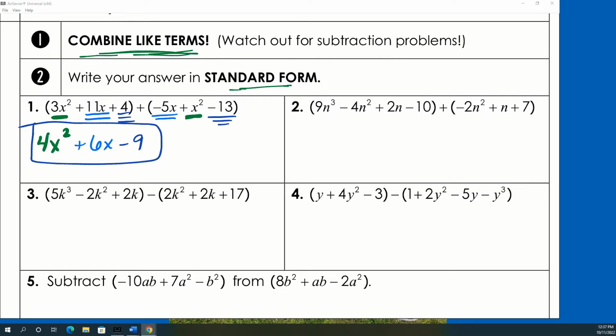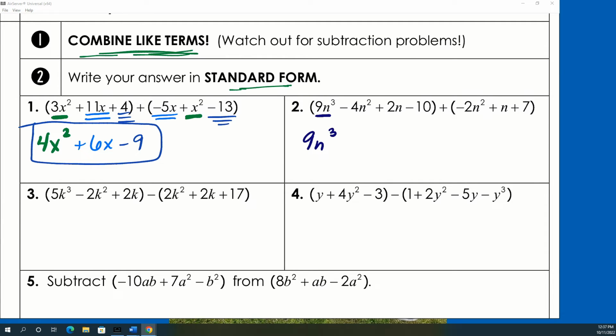So it's just adding like terms. Let's look at number 2. So my largest exponent is the 3, so 9 n cubed. Do I have any other n cubes to add to this 9 n cubed? No, so it's just going to stay 9 n cubed.